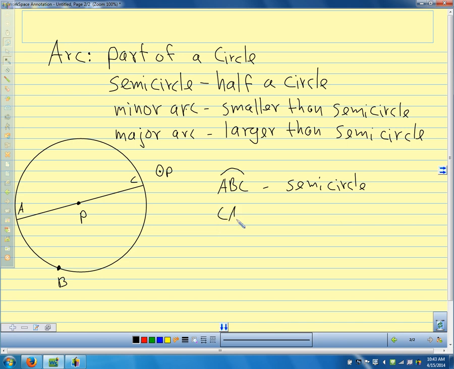Arc CAB. So this is telling me to start at point C, go all the way around through point A, and stop at point B. That is a major arc because it's bigger than half a circle. And then we can say arc AB is a minor arc.